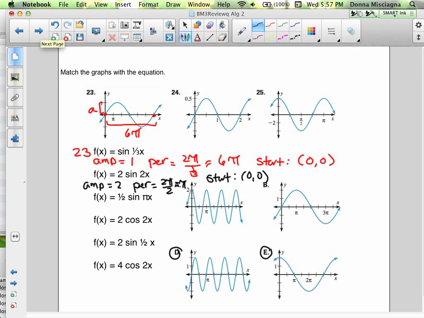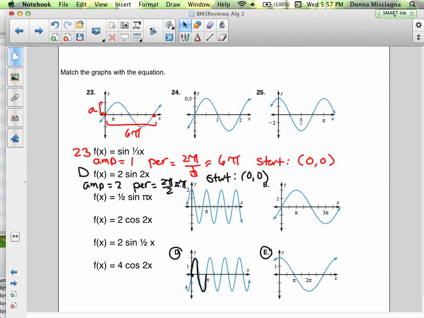Now let's look at D. It starts at 0, 0. Then let's see how long it takes to do one cycle. Right here, it's back to the beginning, and it's going to repeat. That took pi, and that means that graph D is f of x equals 2 sine 2x. Some of them are labeled with letters and some with numbers, apparently.